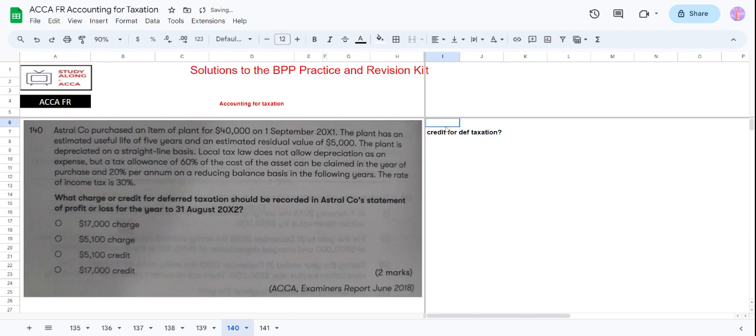So credit for deferred taxation charged to profit and loss. This is the ask. Let's gather the further information from this question.